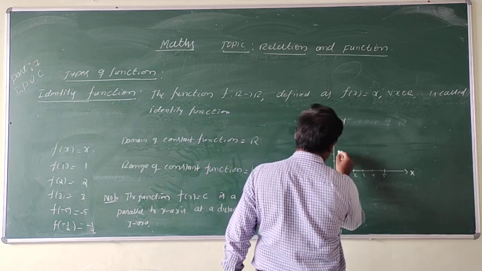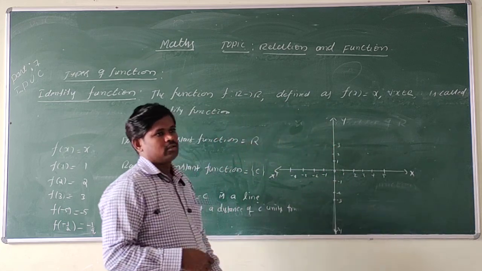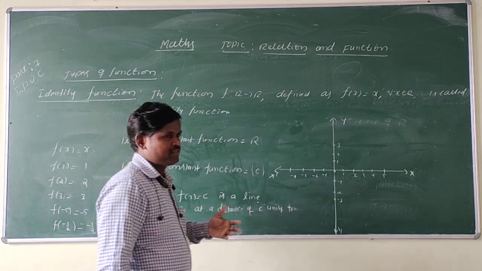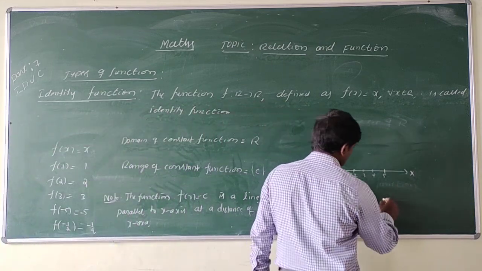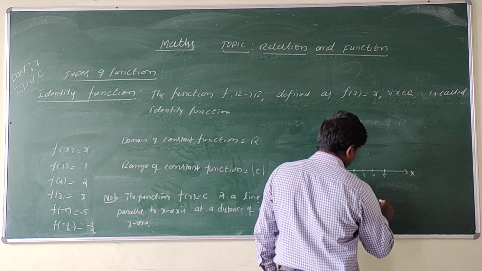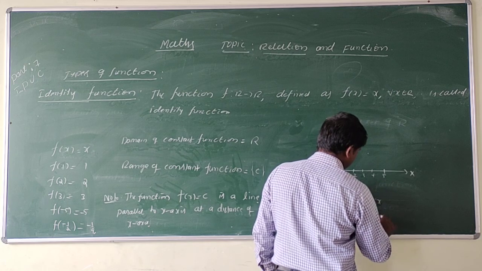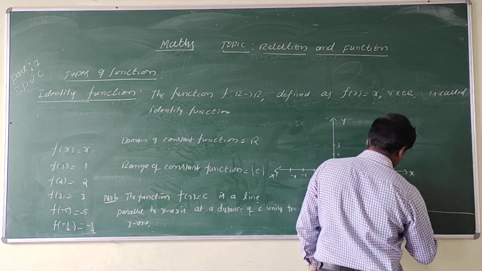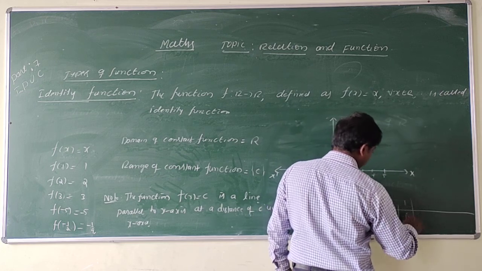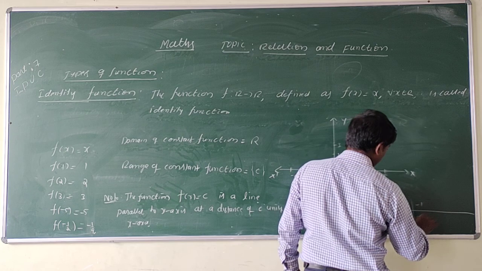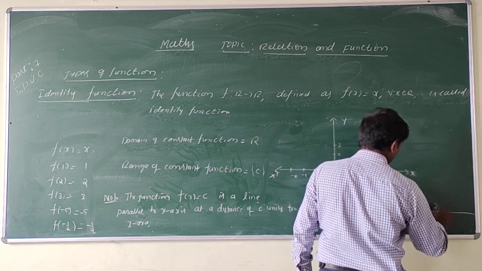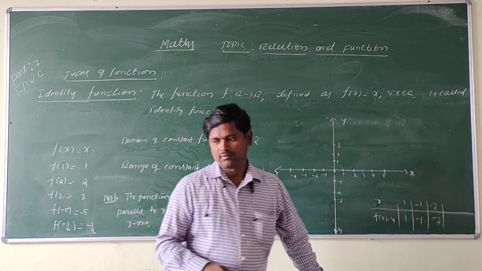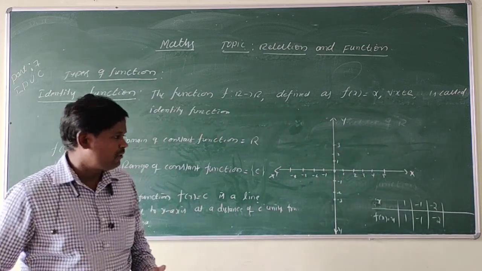This is minus 3 and this is plus 3. Just for our convenience, we may take a table. Suppose this is the value of x and this is f of x, the y value. For 1, the output is also 1. For minus 1, the output is also minus 1. For 2, the output is also 2, and for minus 2, also minus 2. Whatever value we take, we get the same value as output.